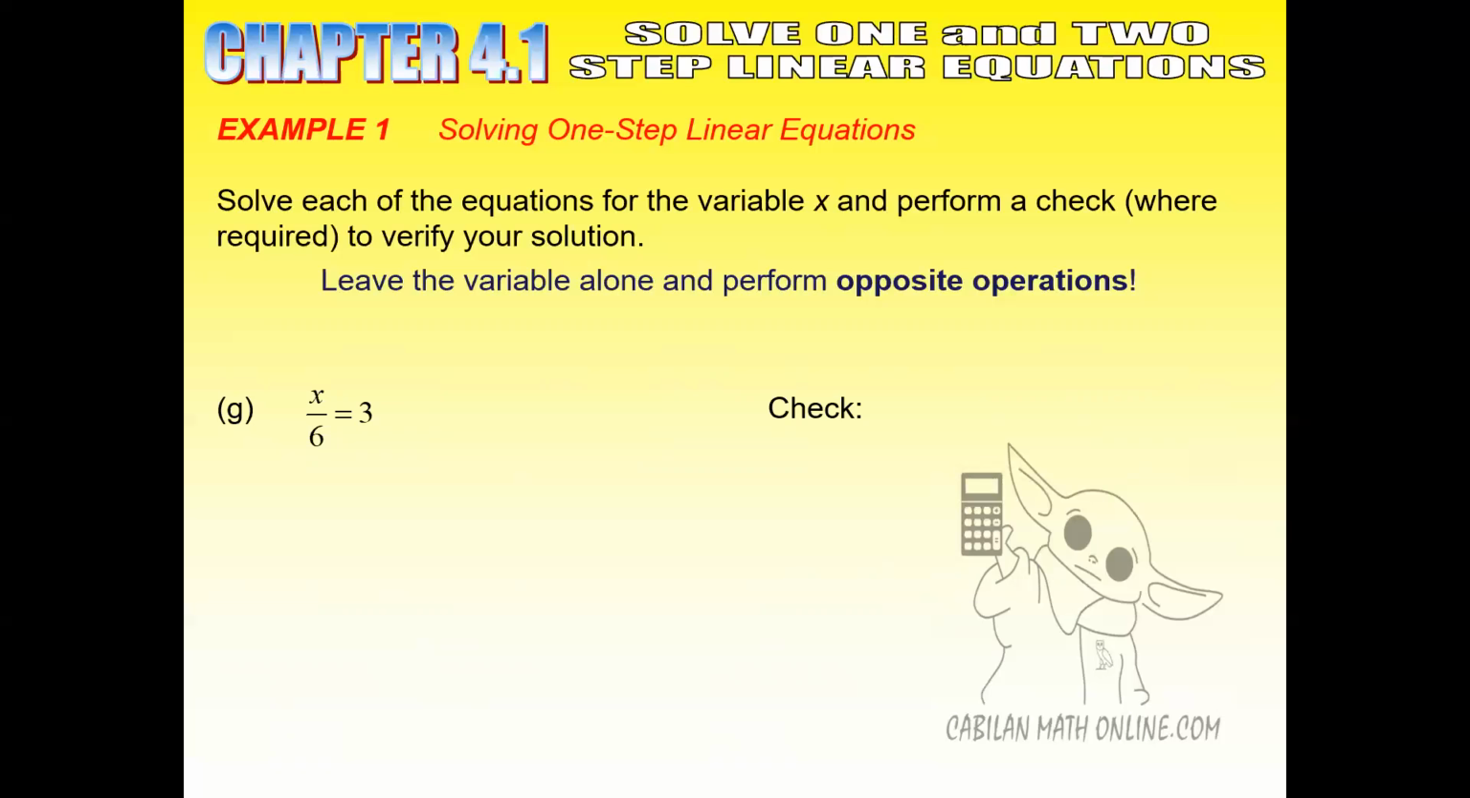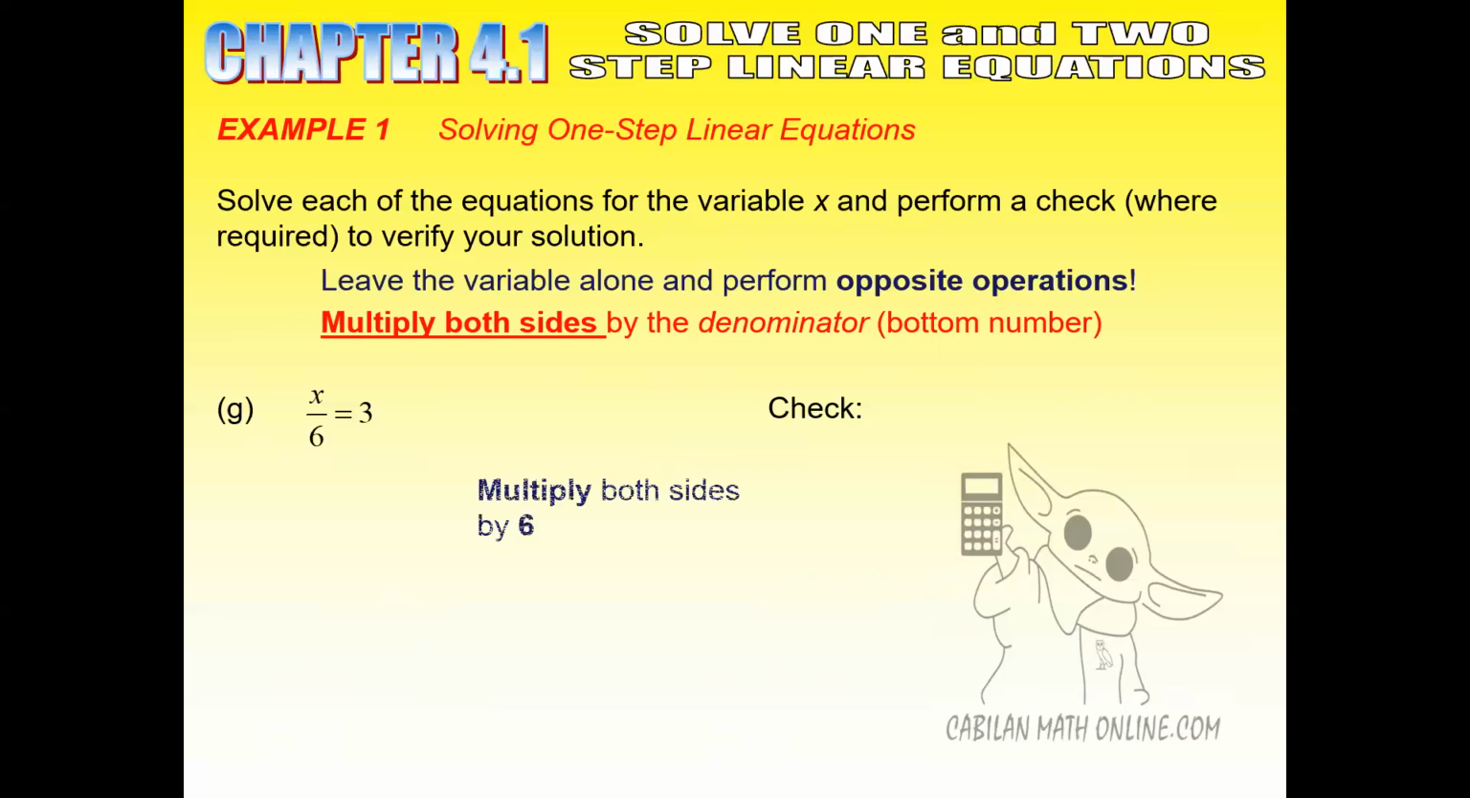And the way we do that is we're going to multiply both sides of the equation by the denominator, which is the bottom number, okay? So pay very close attention to why we do that. So notice that for the equation x over 6 is equal to 3, the denominator here is 6. So we're going to multiply both sides by 6, okay? Now when we do that, the two 6s on the left side cancel out, and then 6 times 3, that's going to give me 18.